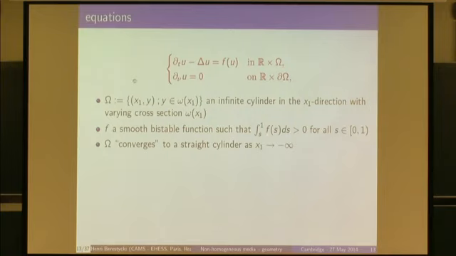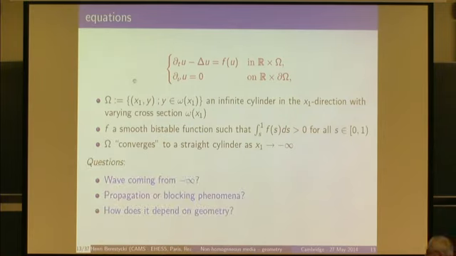And also, I'm going to look at the situation where the set itself, Ω, is a straight cylinder at minus infinity. So Ω converges to a straight cylinder as x1 goes to minus infinity. And the questions I want to address are this. First question is, can we describe waves coming from minus infinity?